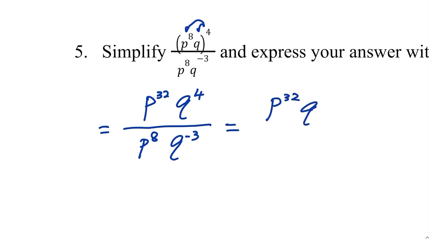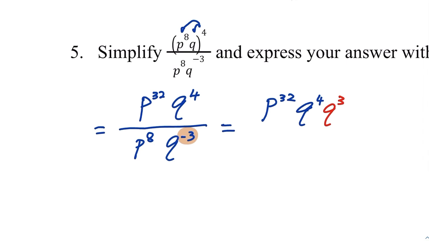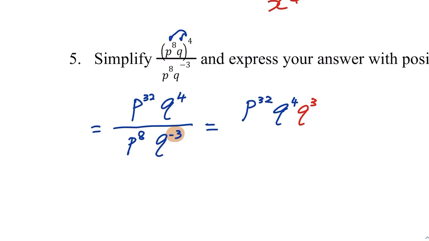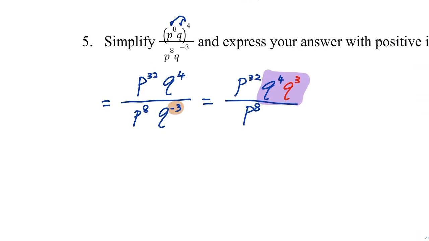And then, is there any unknowns negative? Yes, so you switch their places. When you switch their places, the powers become positive. Okay, is there any unknowns on the same stage? Yes. So you do that. P32 over P8, the other two, because they are same unknown, so you can add up their powers. 4 plus 3, you can have 7.